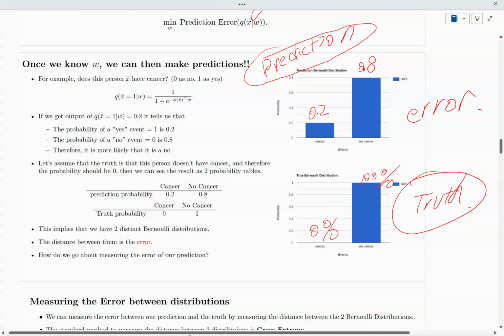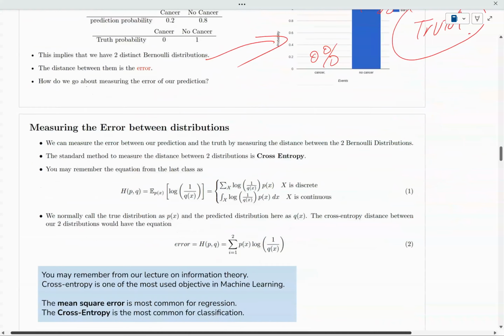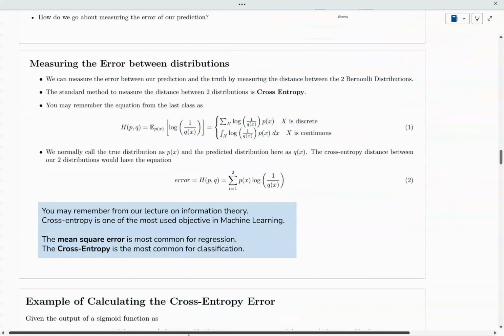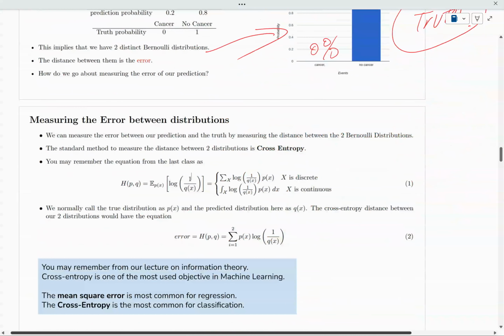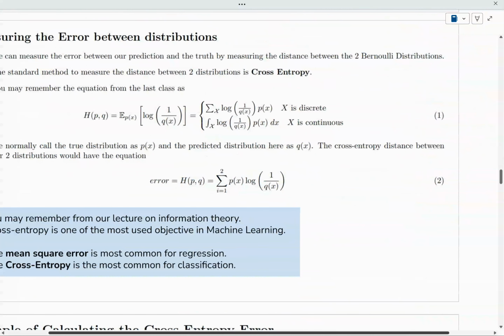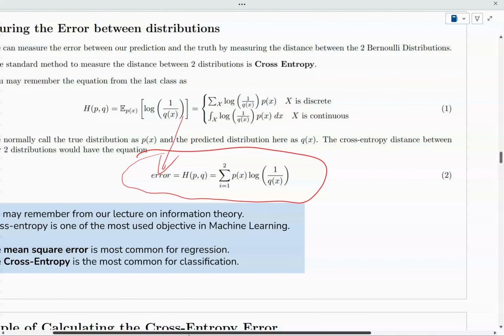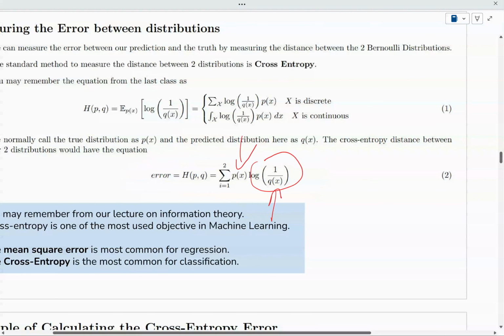All right. So we can measure the distance between the prediction and the truth and let that be the error. So, how should we go about measuring the error, the distance between this distribution and this distribution? Well, from a previous class, you probably would have guessed that we would use cross entropy. Cross entropy allows us to measure the distance between two distributions, right? So these two distributions. And the equation for this cross entropy, which results in the error calculation, is that you find the information of Q using the probability of P.